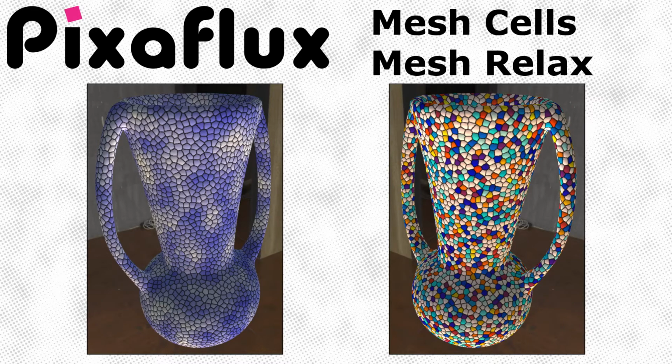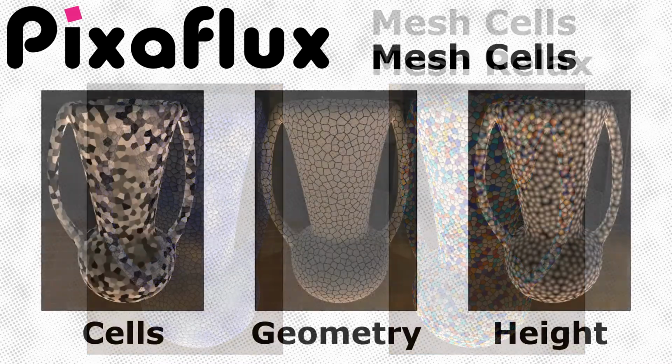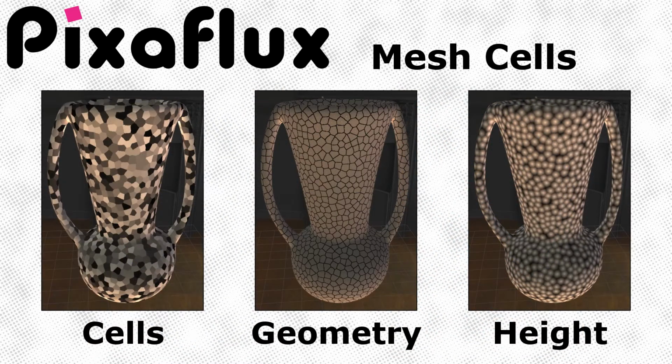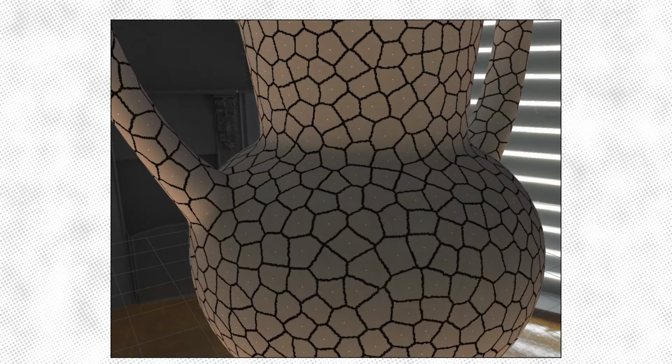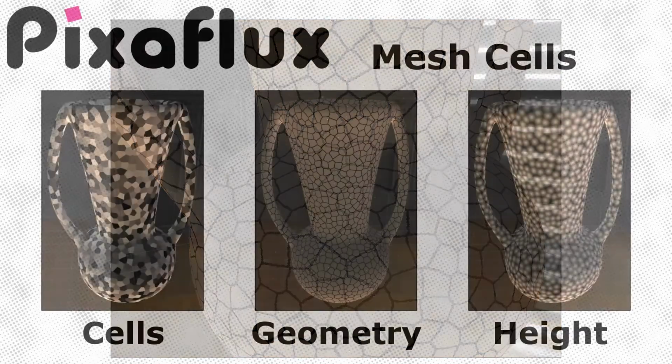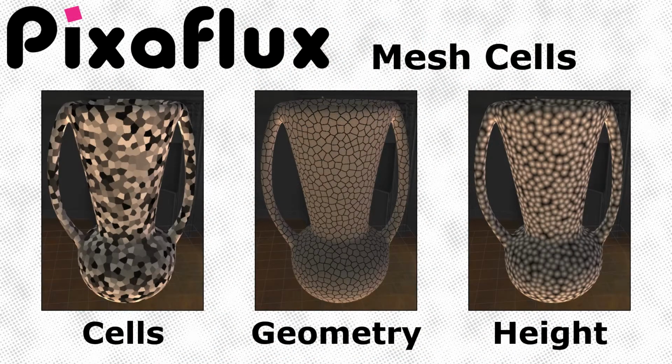Hello, in this PixaFlux video I'll show you how to use the Mesh Cells and Mesh Relax nodes. The Mesh Cells node draws uniformly distributed cells on the mesh surface. The cells seamlessly cross different UV elements and have similar surface area. The node generates three output images: cells, geometry, and a height map.